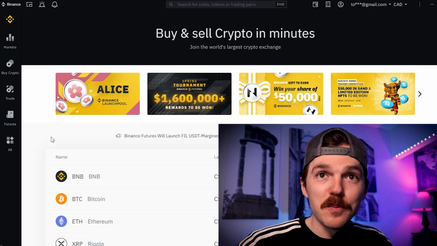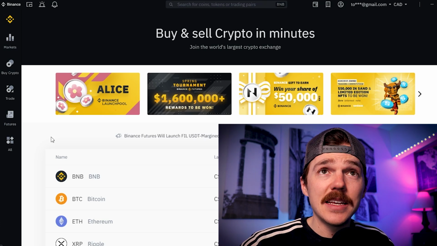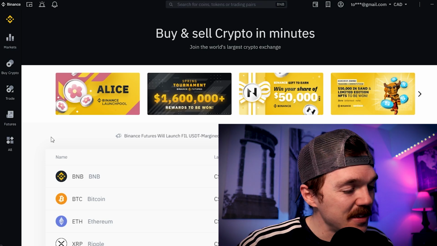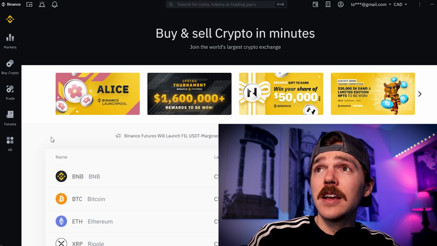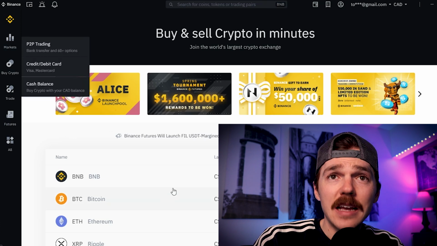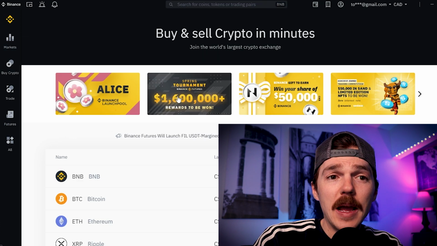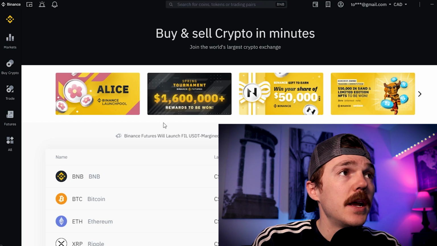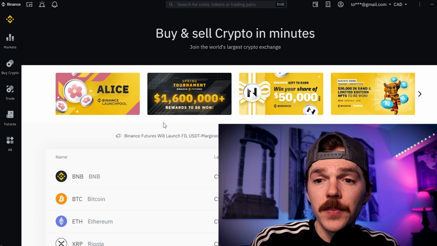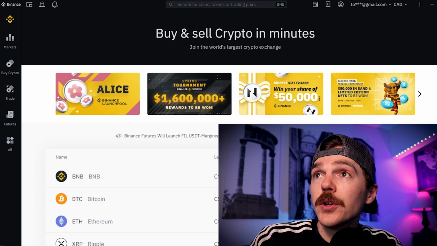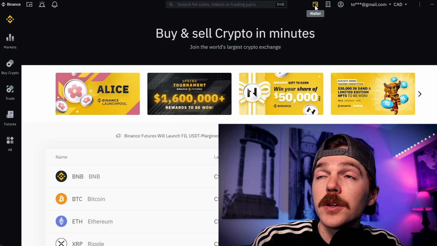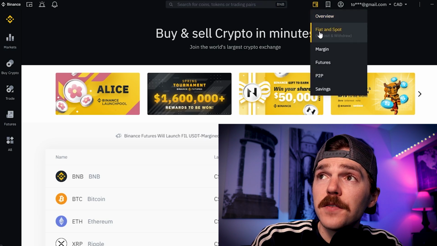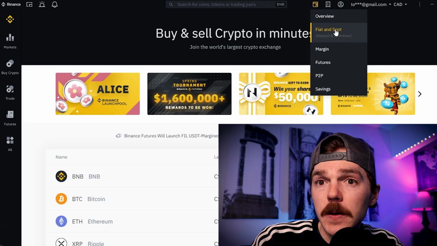I don't have any problem being transparent with you guys and showing the inside of my account, whether that be the balance or the coins that I invested in. Once you are inside, this is the desktop application, but you can also do this from your computer in the Google or Safari edition. What you're going to do is come up to the corner here and click on your wallet. Inside your wallet, you're going to look for the fiat and spot, and click that button up there.